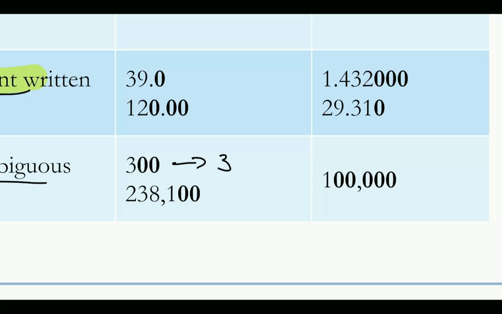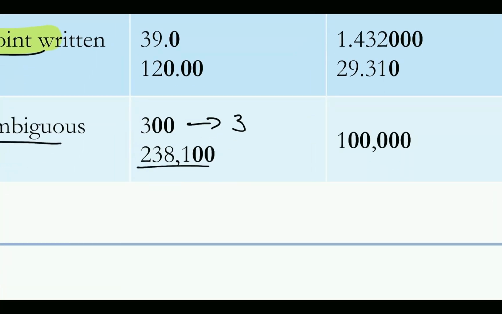So if I wanted to say 238,100, how would I rewrite this so that it has 2 sig figs? Yeah, 2.4 times 10 to the 5. It has to be written in scientific notation. So really large numbers that have these trailing zeros have to be written in scientific notation to have the correct number of sig figs.